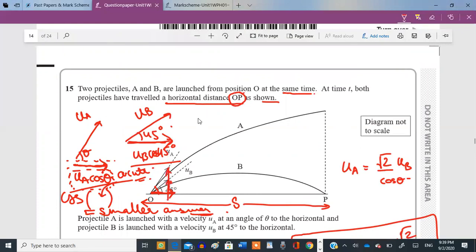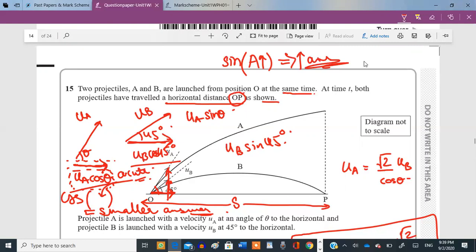The vertical component of velocity initially can be calculated: for A it's going to be UA sine of theta, and for B it's going to be UB sine of 45. For sine, it's not the same as cos. For sine, the larger the acute angle, the larger the answer.